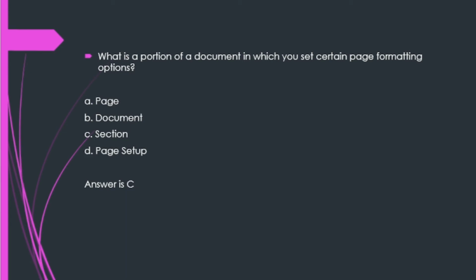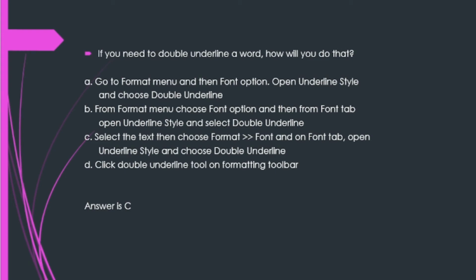If you need to double underline a word, how will you do that? The correct answer is C. Select the text, then choose Format, Font and Font tab, open Underline Style and choose double underline.